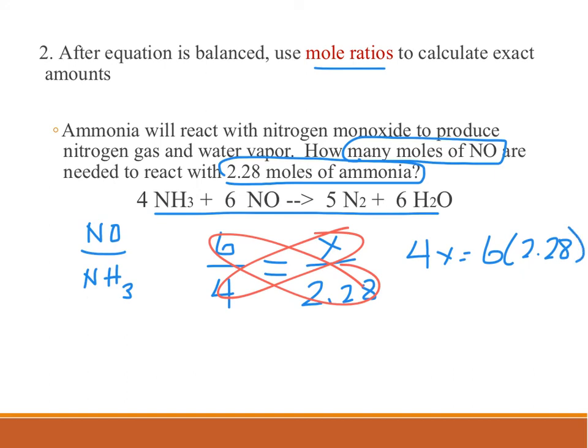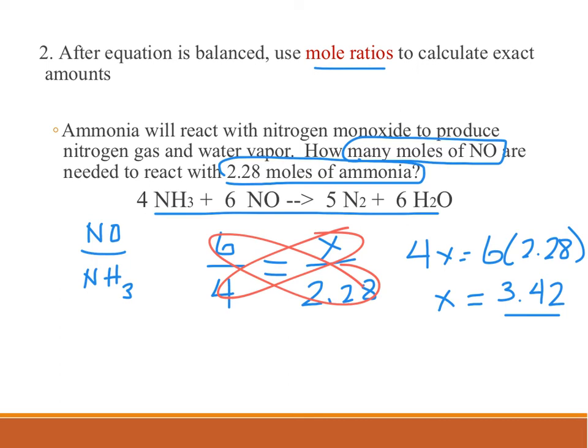And take my word for it, when you go ahead and do the math, x is going to equal 3.42. So you figured out that it's going to take 3.42 moles of the nitrogen monoxide to react with your 2.28 moles of ammonia. Now, it really doesn't matter whether you're talking about two reactants or two products or a reactant and a product. Any combination of two substances from a balanced chemical equation can be calculated using mole ratios.